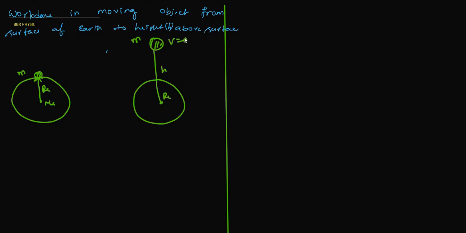After shifting, what is the velocity? 0. Before also the velocity is 0. So the kinetic energy is 0, which you can consider here. So the initial potential energy, if you want to write, Ui equals minus GMEM by capital RE. Here what can we write? U final equals minus GMEM by RE plus H.